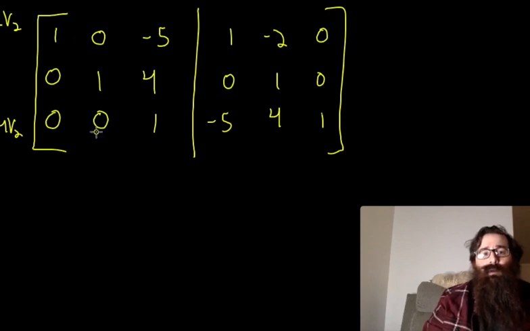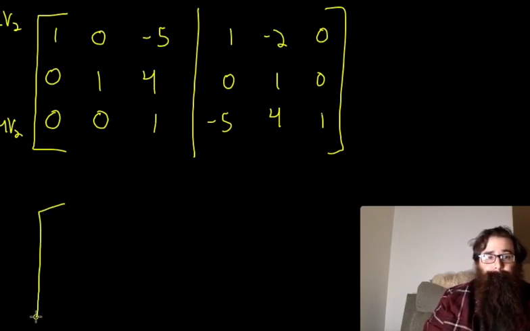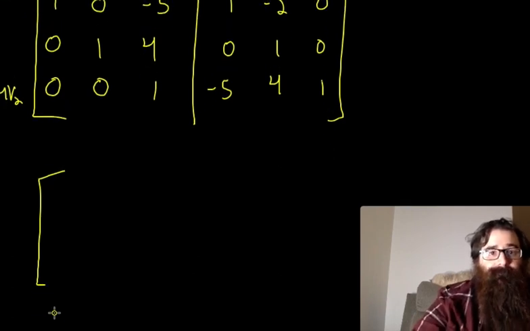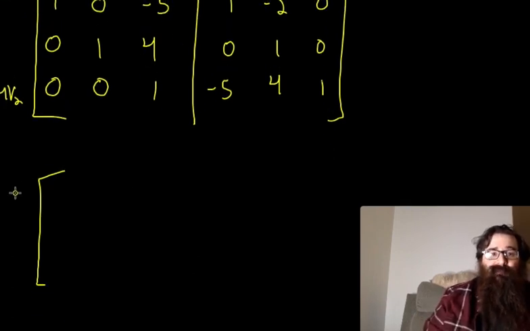Now, columns 1 and 2 look really good. This third column, I can use the 1 in row 3 to try to get zeros above it. You know the drill, row reducing, right? So what do I want? I want negative 5 plus 5, so I'm going to replace row 1 with row 1 plus 5 times row 3.